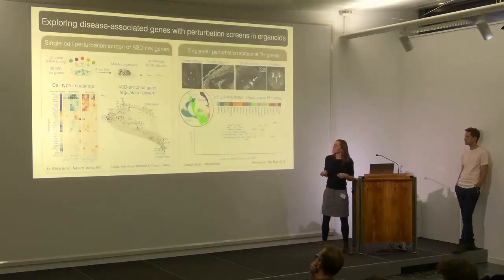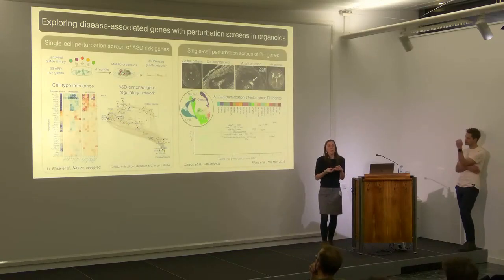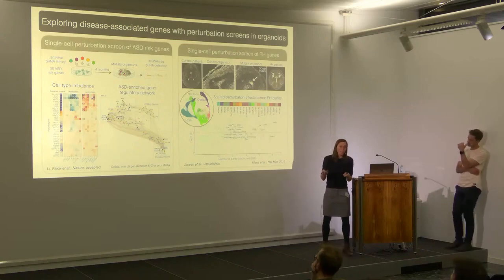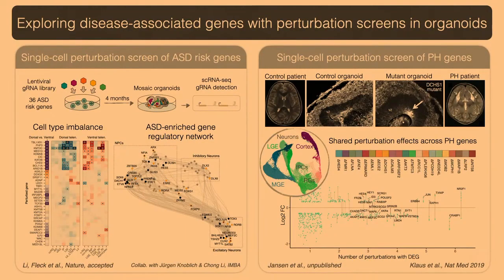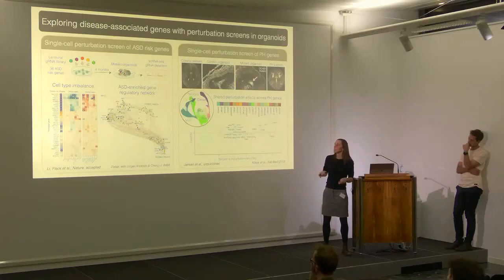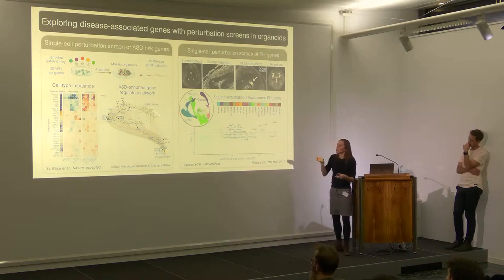This is just to give an impression that with this screening approach we now started to use also on other genes, on disease-related genes. In a collaboration with Jürgen Knoblich's lab, we, for example, used this pooled single-cell CRISPR perturbation screen on 36 autism risk genes. And again, we could assess how cell states are maybe more or less present based on these perturbations, and we could actually find an ASD-enriched gene regulatory network, where all these perturbations were enriched in genes that are linked to autism.